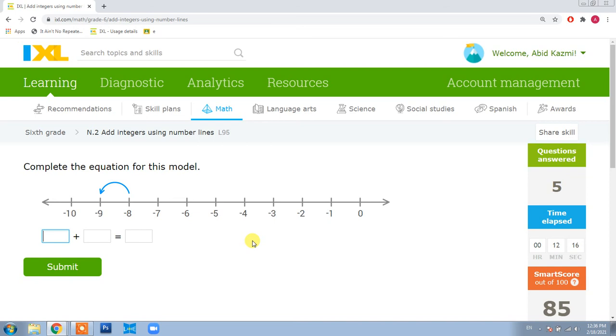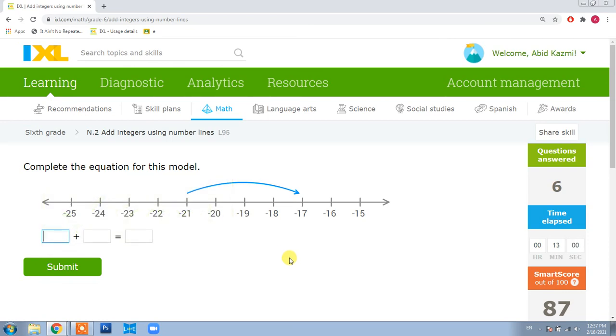Just pause this video and try to answer this. Okay, so this arrow is starting from negative 8, so this should be the first number. Now how many steps is it taking? Only one step, from 8 to 9. That means it is taking one step to the left on the number line. You can see that it is going from here to here on the left. That means this should be negative 1. Now finally the arrow ends at negative 9. That means the final answer is negative 9. I hope you have given the same answer in your copy. If yes, thumbs up to you.